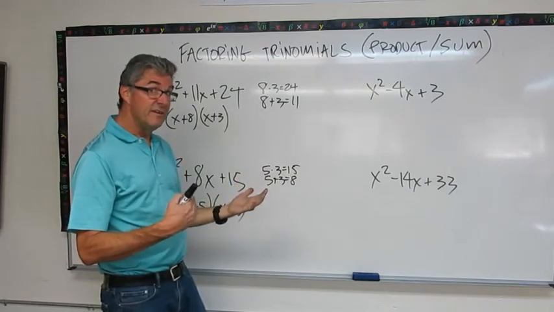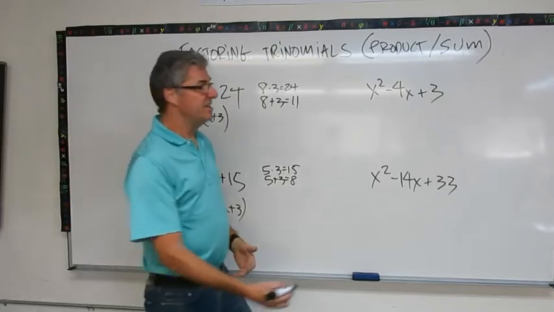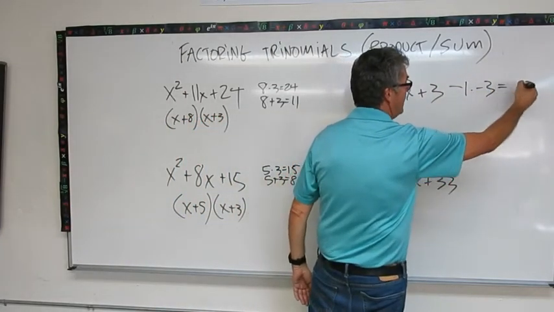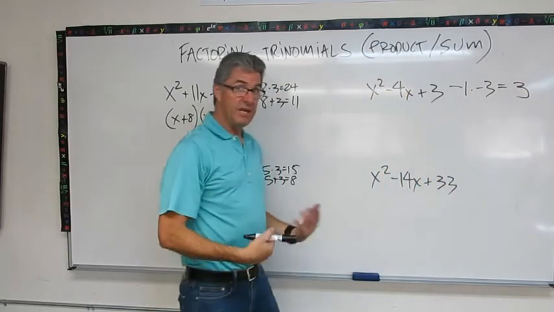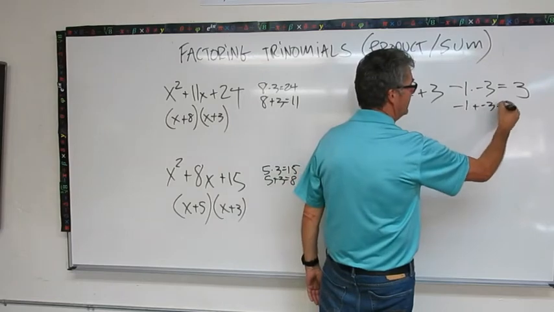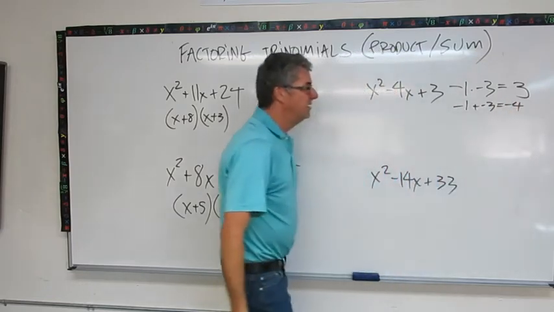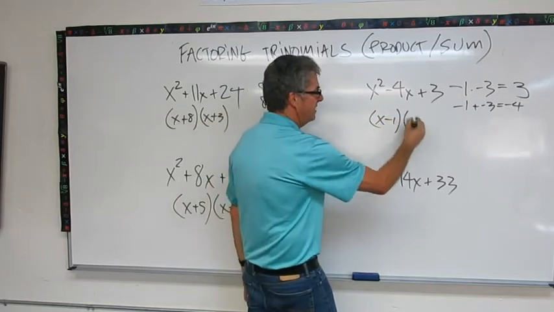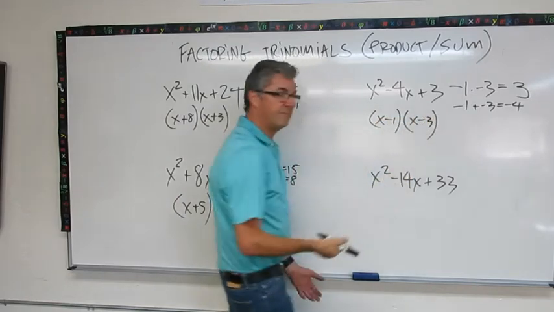You got it? Okay, what they are is -1 times -3. That ends up being +3. Negative times a negative is a positive. But -1 plus -3 does equal -4. So those are our two numbers. Then we just do x minus 1 times x minus 3. And we're done.